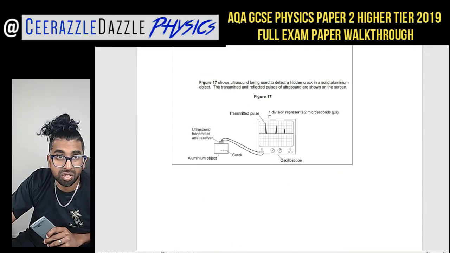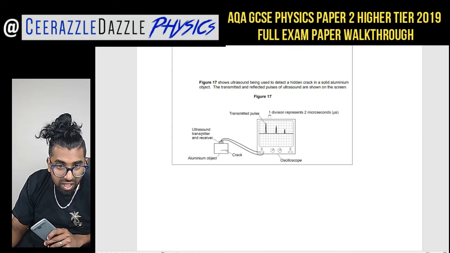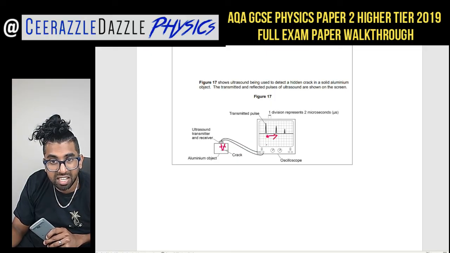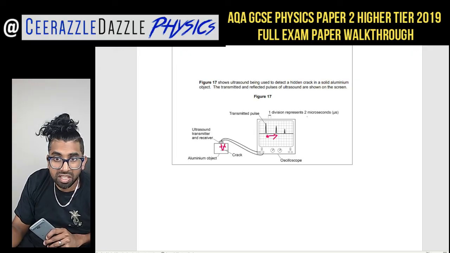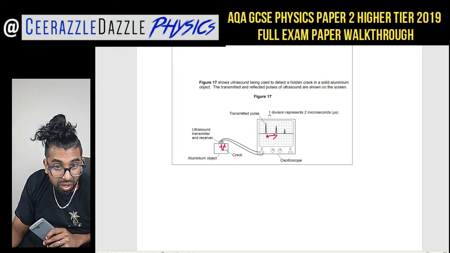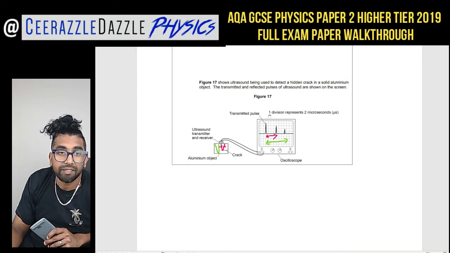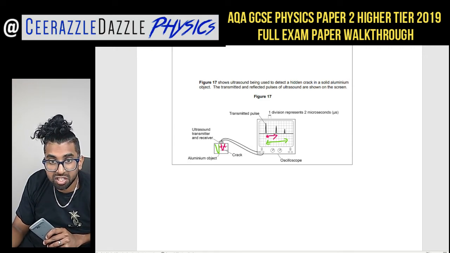So in this question, don't forget the transmitter sends out a wave. It hits this and goes back. The time taken for that wave to go down and up is this time here. The other pulse over here is when the wave goes down to the bottom and goes back up again, back to the receiver here. Obviously, this one is longer because it takes longer to make it all the way to the bottom and all the way back up again. The question is asking you for the distance to the crack, just this distance here.